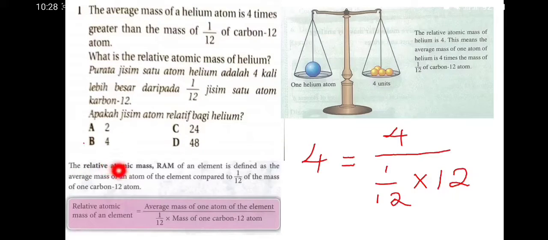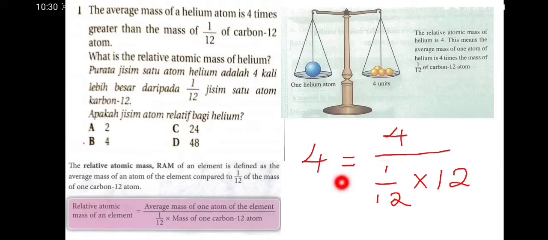Here, the relative atomic mass, the RAM, is defined as the average mass of an atom of the element compared to 1/12 of the mass of one carbon-12 atom. So this is the formula. When we look at this diagram, one helium atom is equal to the average mass of 4 units of 1/12 of the carbon-12 atom. The relative atomic mass of helium is 4. This means the average mass of one atom of helium is 4 times the mass of 1/12 of a carbon-12 atom.